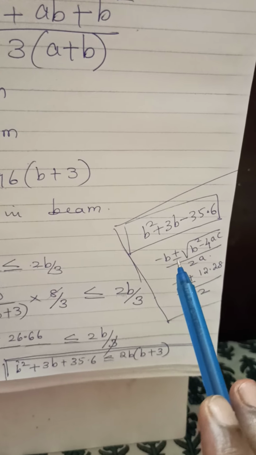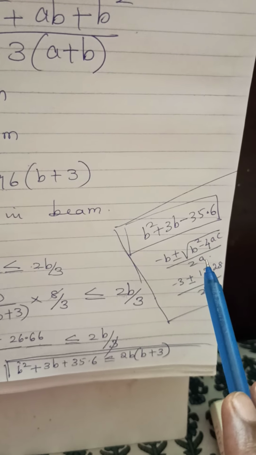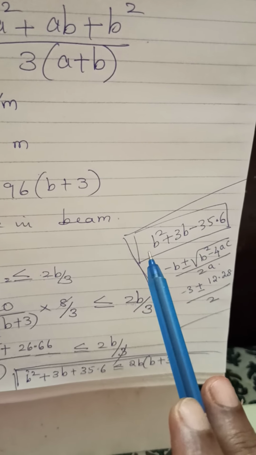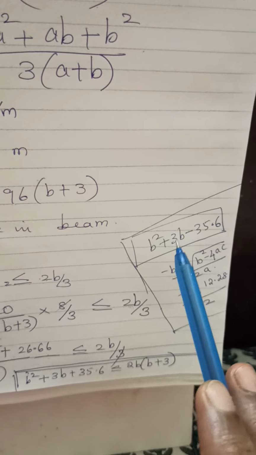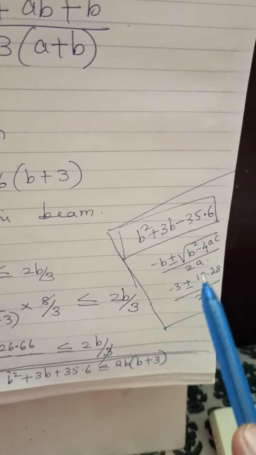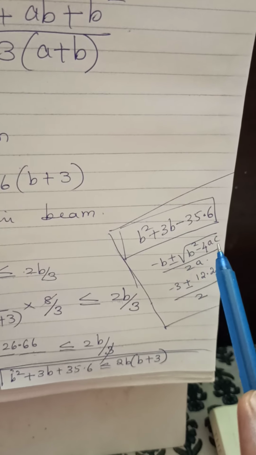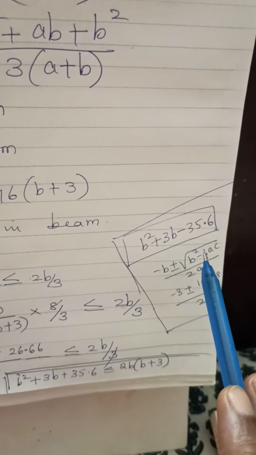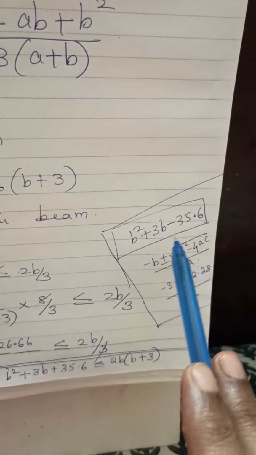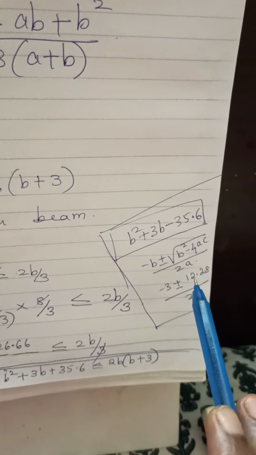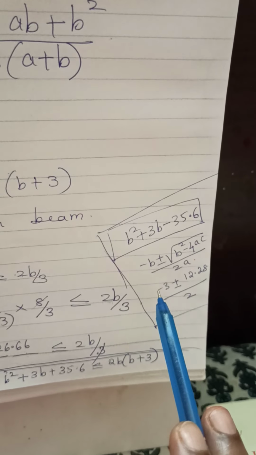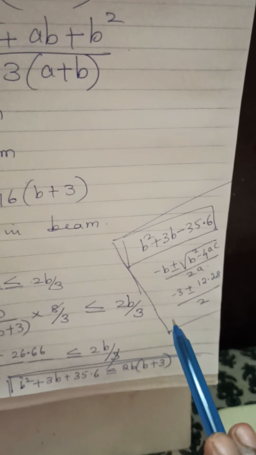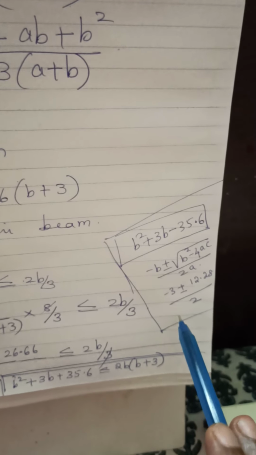So now we solve: minus B plus or minus root of B square minus 4AC by 2A. A is the coefficient of the first B square term, B is the coefficient of this term, and C is this coefficient. Substitute here, and B square minus 4AC becomes positive because C is negative. When you solve, you are going to get some value like 151 under the root, which can be solved as 12. So minus 3 plus or minus root of 12.2 divided by 2. Your answer arrives to be around 4.5 meter or 5 meter.